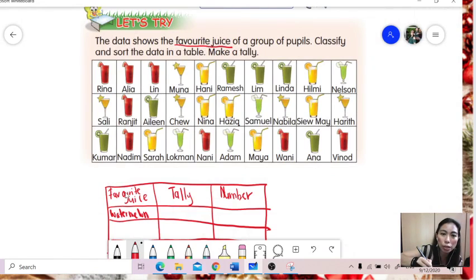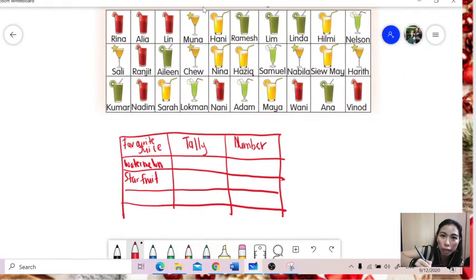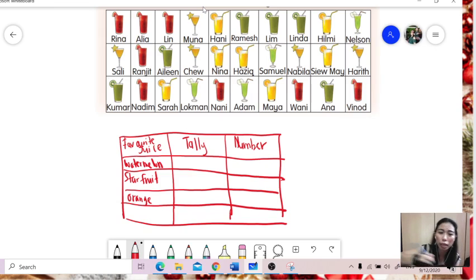Okay, the second juice is star fruit. The third juice is green color, is kiwi. Oh, sorry, the third juice is the orange color. It's orange juice. And the fourth one, I know they only have 4 colors that are repeated, is green. It is kiwi. So I don't need the names of the students. I just need the number of students.